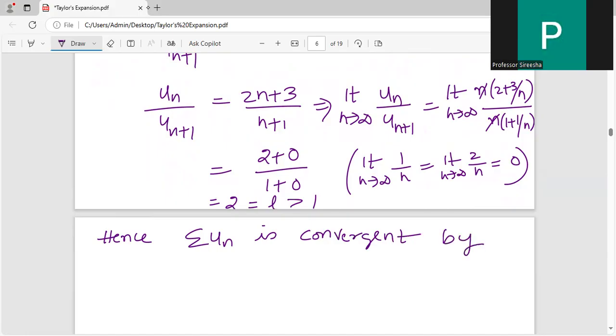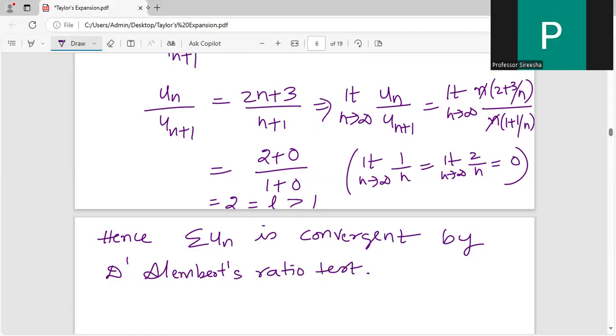Convergent by, it's actually called D'Alembert's ratio test. Summation un is convergent by D'Alembert's ratio test is the conclusion that you will make. What you will write here: this is equal to 2, the value is equal to L, L is greater than 1. Hence the given positive series converges by D'Alembert's ratio test. That's how you will conclude or do a problem on D'Alembert's ratio test.